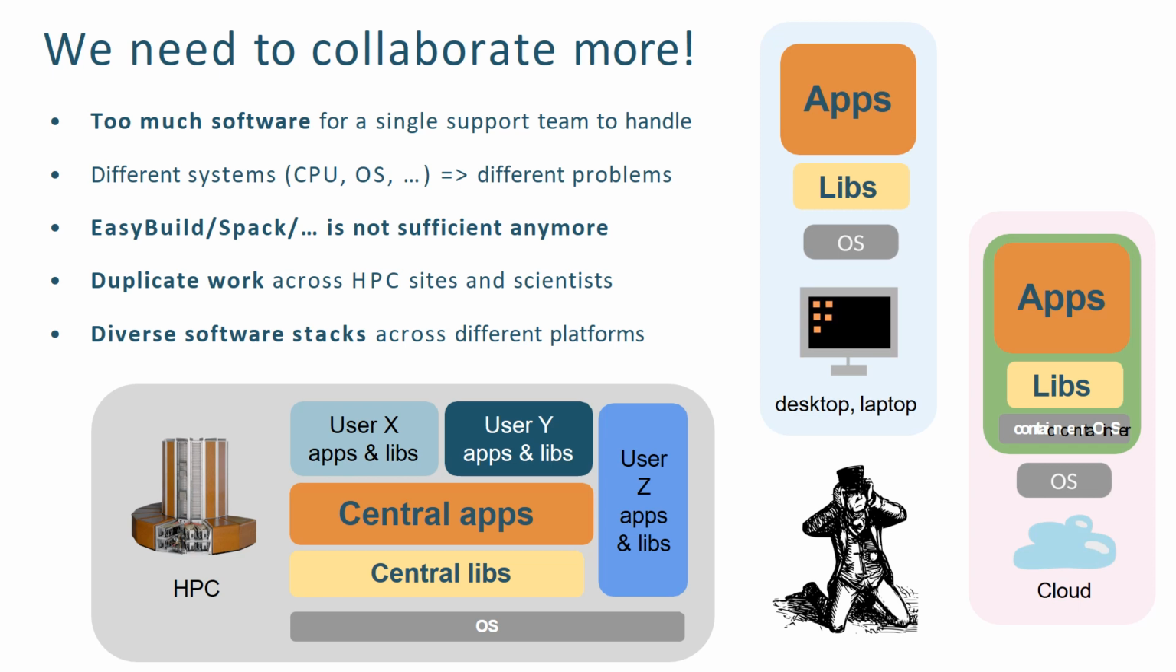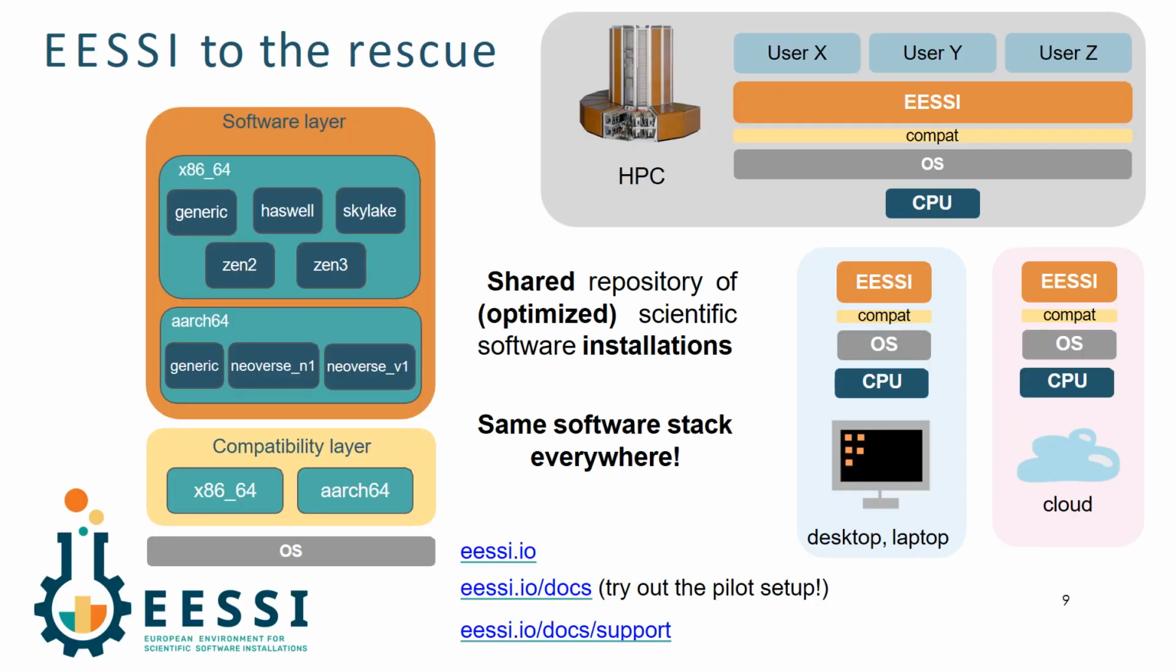And in general, then we have lots of diverse software stacks and lots of different platforms, right? So in the HPC space, we have somebody, for example, who might control their own environment completely, like all their apps and all their libraries. But then you might have central libraries, you have central applications that are available, and then people would use their own applications on top. On a desktop, obviously, the user is going to control everything there, assuming that they have that kind of rights. And then typically in the cloud, we're talking about running containers. So what we say here is that EESSI is to the rescue in this environment.